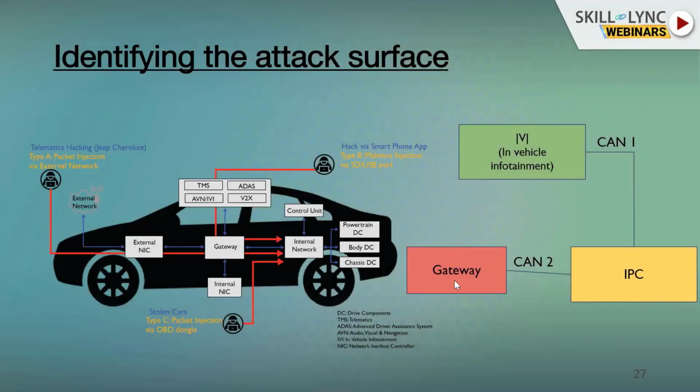So you have your central gateway. On one side of the central gateway, your IPC is connected, which is your instrument panel cluster. And then through the other CAN, your in-vehicle infotainment system is connected. Let's take this very simple network into consideration, and we will try to identify what could be the possible attack surface for this IPC, for this instrument panel cluster.